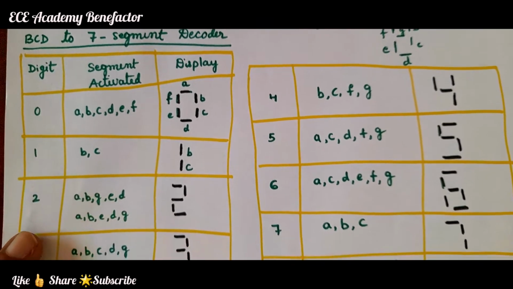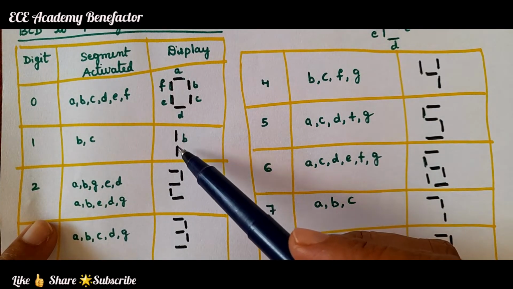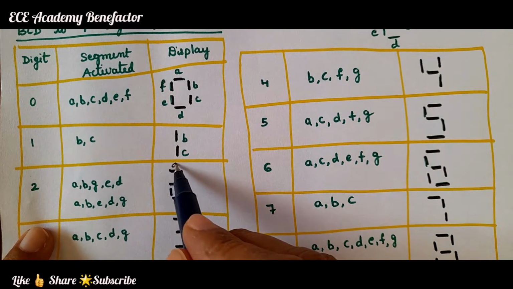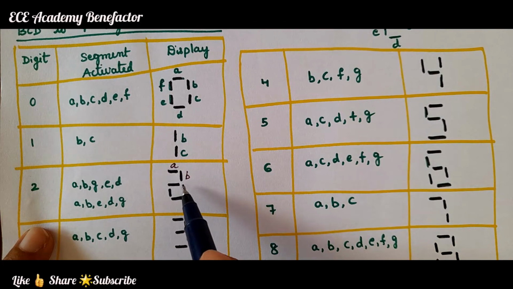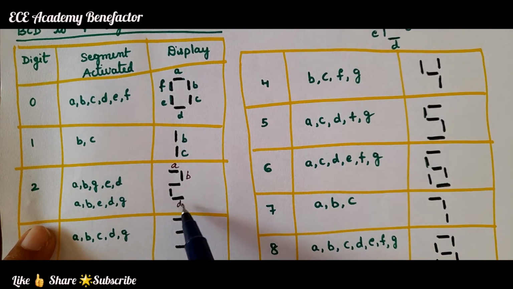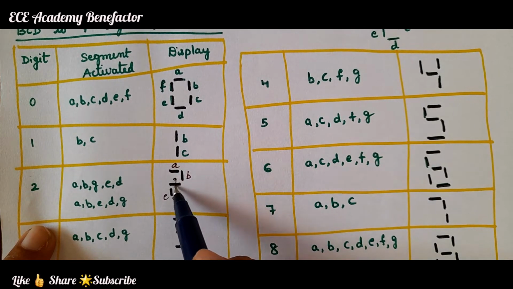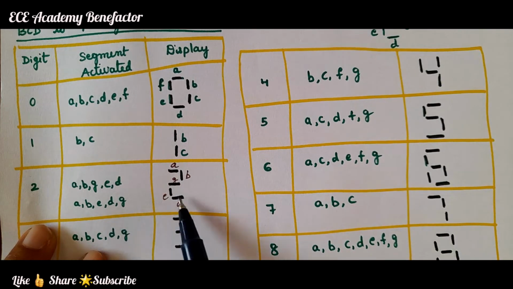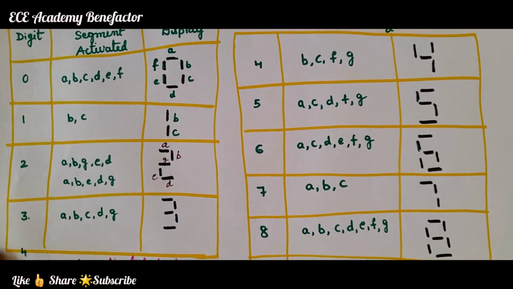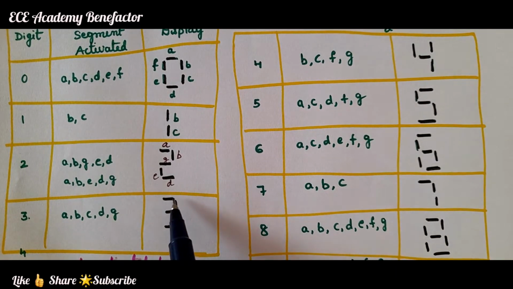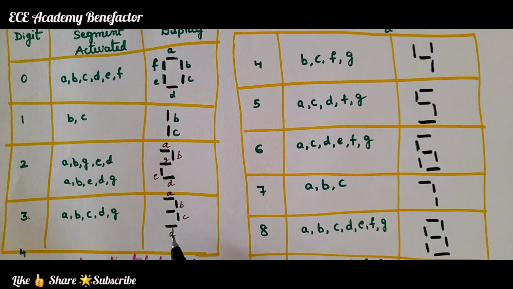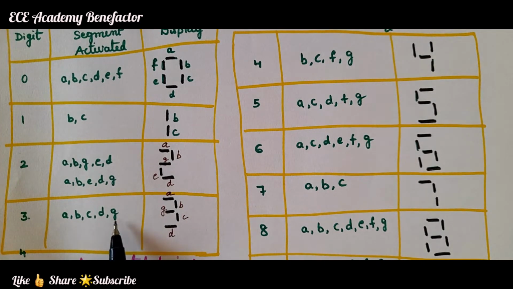Now coming to 1, the segments activated will be B and C. For 2, it will be A, B, then C is not there, then D, E and G. So we have written A, B, D, E, G. Coming to 3, it appears like this. The segments activated are A, B, C, D and G.